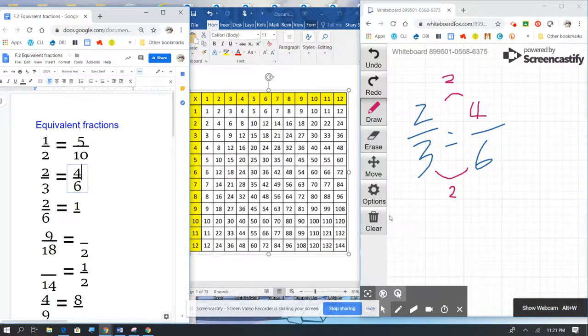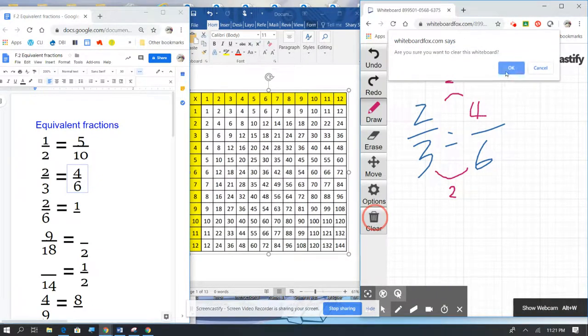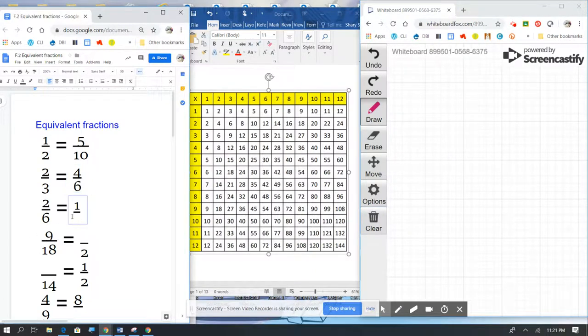Now the next one. So again, here so 2 is 1 times 2. Then here had to be what? 3, right? So it had to be 3. Okay, next one.